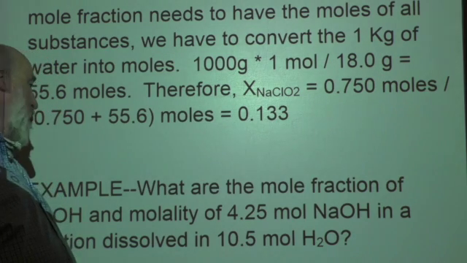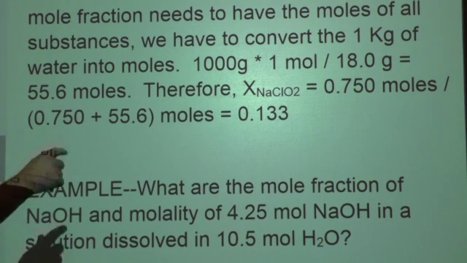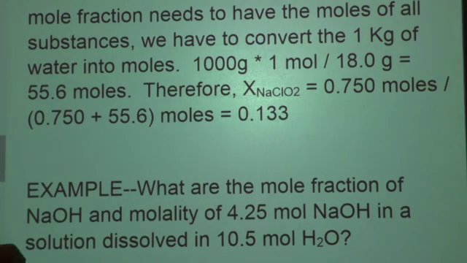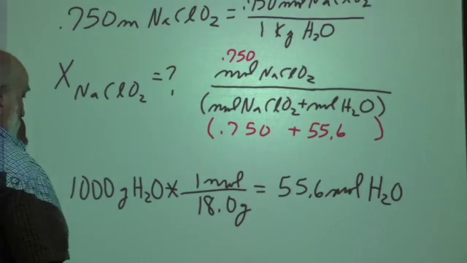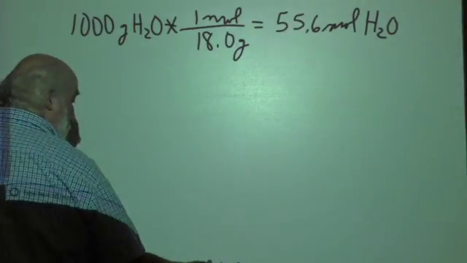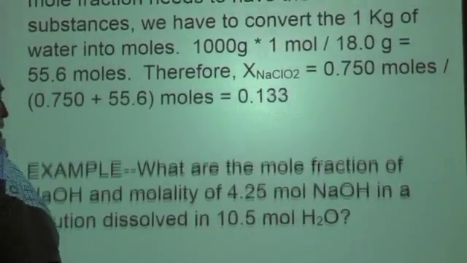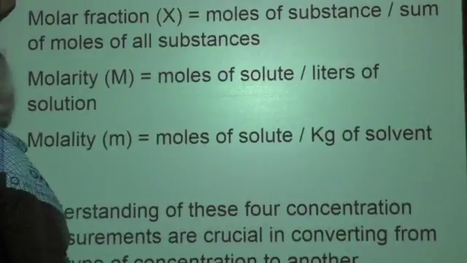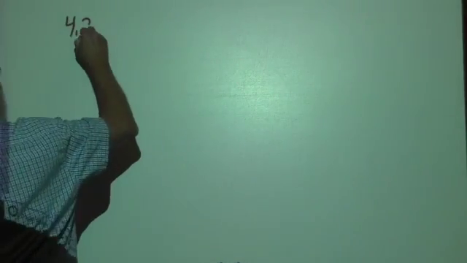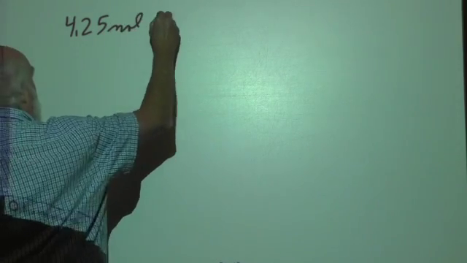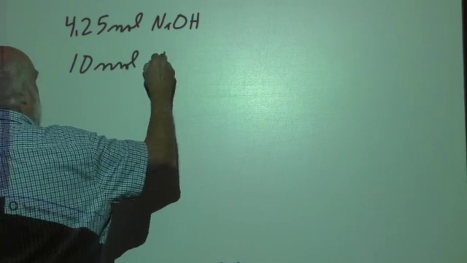In this case, I have 4.25 moles of sodium hydroxide dissolved in 10.5 moles of water, and I want to find the mole fraction of NaOH and the molality of that. All right, so let's get that written down here. Go back again, and I've got 4.25 moles of NaOH and 10 moles of water.